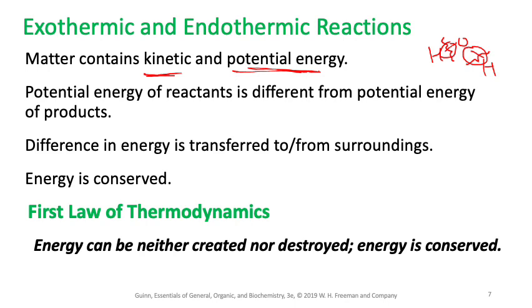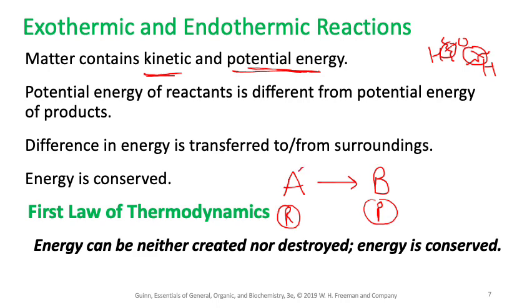So let's say you have a reaction going on, A goes to B, in any random reaction. A is your reactant, B is your product. Whenever the reaction goes from reactant to product, there's some kind of change in energy happening. Just remember this: the reaction will always go from high potential energy to low potential energy.